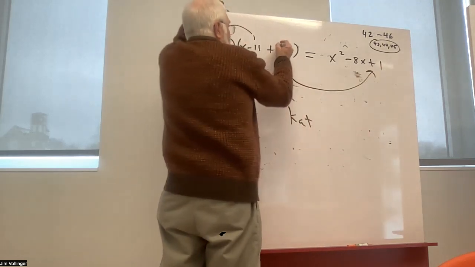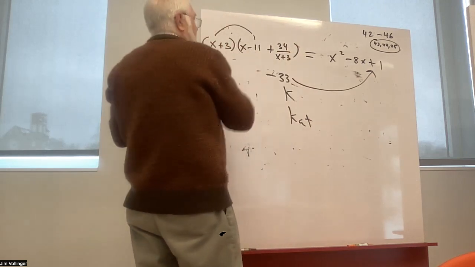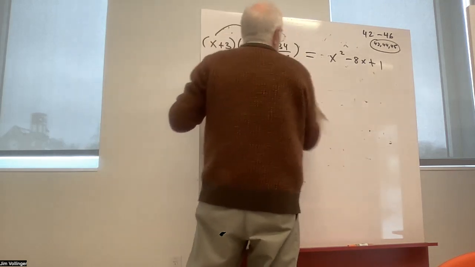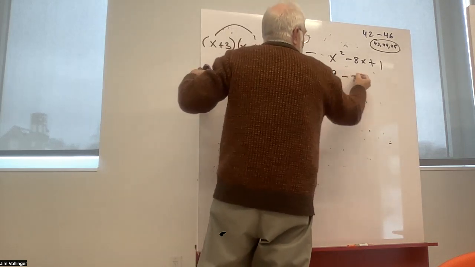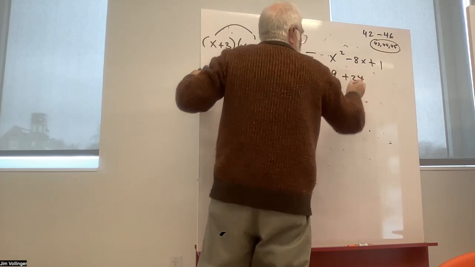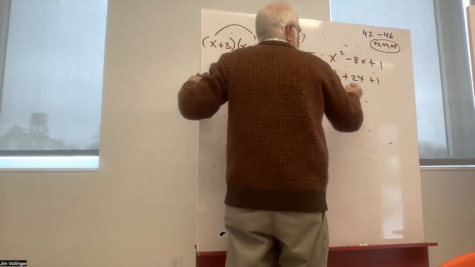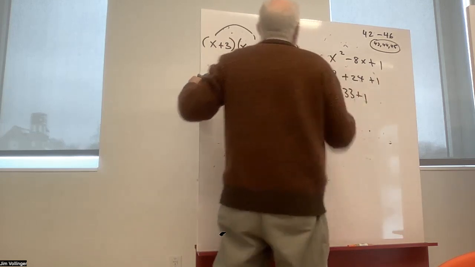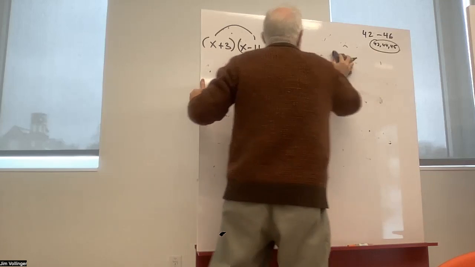So how do I get from minus 33 to 1? I guess you got to go up 34. And what's the critical number? Negative 3. Let's put a negative 3 over here and see if it comes out as 34. Minus 3 squared is 9, minus 24. Oh, positive 24, sorry. Minus 3 times minus 8 plus 1. That's 33 plus 1. 34. I'm moving on.